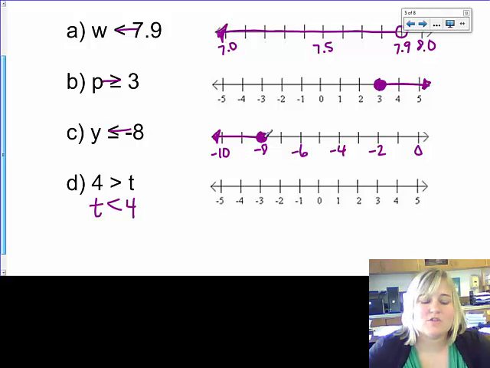So my point is going to be at 4, and I don't have an equal to, so it's going to be open. My variable is now on the left-hand side, so I'm going to make my arrow. It says it's going to the left, so I'm going to shade to the left.